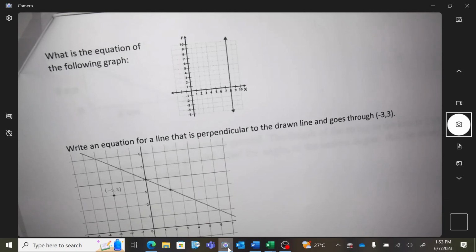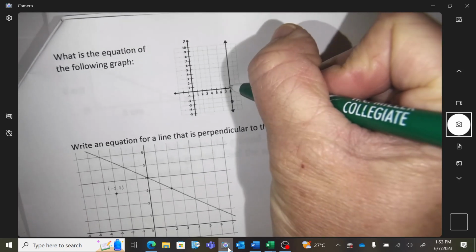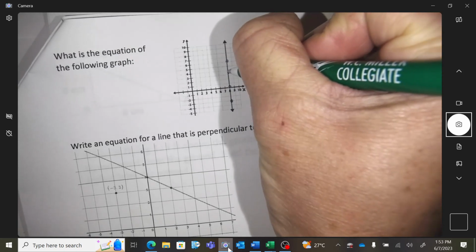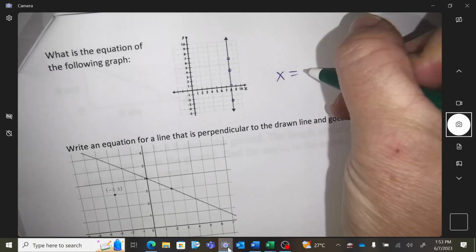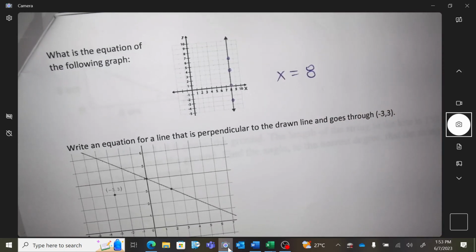So what if I forget? I'm going to give myself a couple points. Every single point on that line has what? The same x. No matter where you are on that line, every single point has an x value of 8. Okay, does everybody know what a y equals line looks like then? Horizontal, flat.